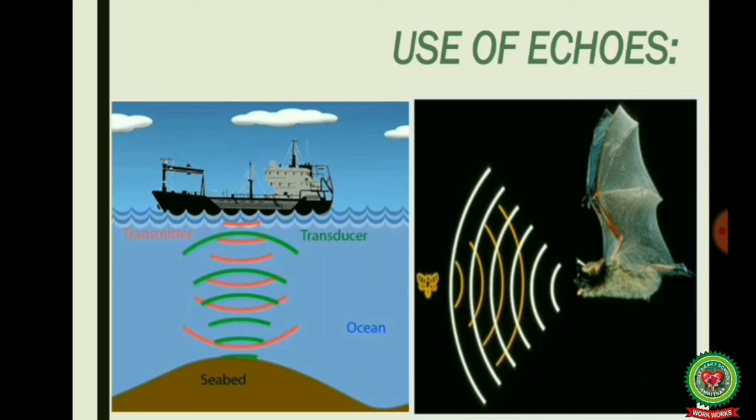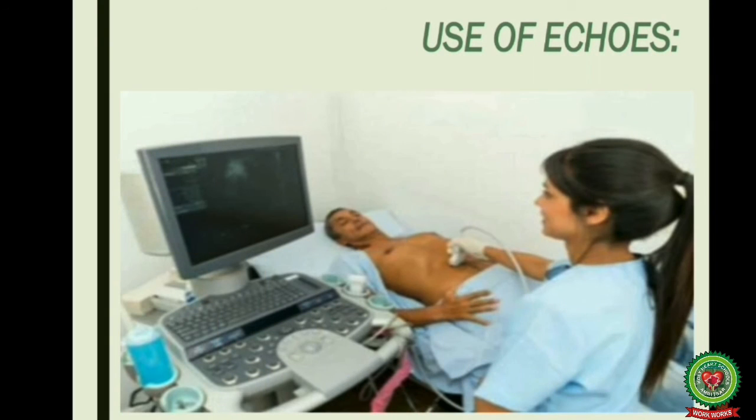The next application is use of echoes in the medical field. Students, in the medical field, the echo method of ultrasonic waves is used for imaging human organs such as the liver, gallbladder, ureters, womb, etc. This is called ultrasonography, in which ultrasonic waves are sent to human organs and get reflected back. If any fault or any stone is there, its image can be detected on the screen.